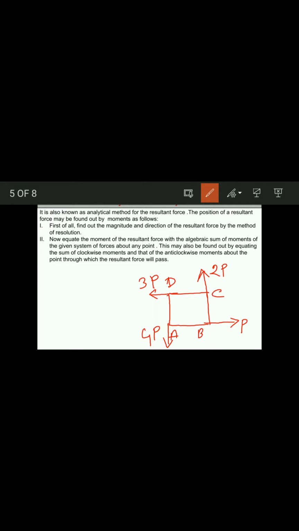Now resolving all the forces horizontally, we may get, sorry, this is 3P, this one and this one in horizontal direction. So the summation of horizontal forces will come minus 2P. Similarly, the summation of vertical forces will be 2P minus 4P, that is also minus 2P.